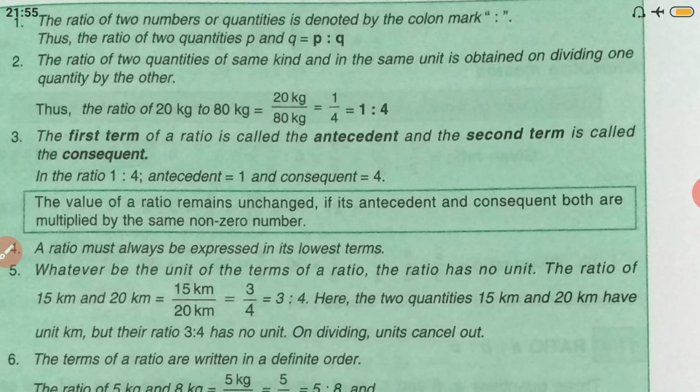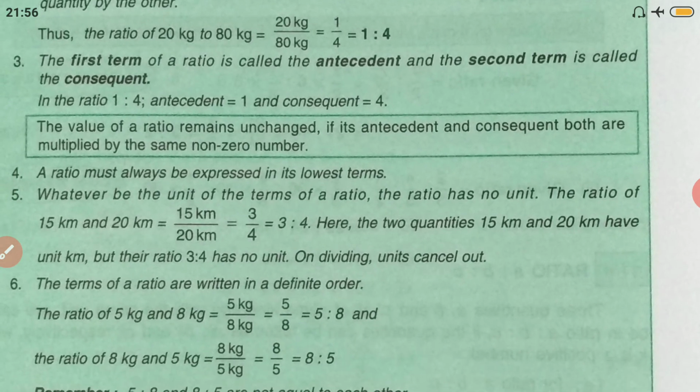Let me read that sentence in the box also. The value of the ratio remains unchanged if its antecedent and consequent are both multiplied by the same non-zero number, right? Non-zero number means we should not multiply it by 0. A ratio must always be expressed in the lowest term, that means if it can get cancelled, you should cancel it. Whatever be the unit of the terms of the ratio, the ratio should not have any unit. Ultimately the unit should get cancelled. Here you can see kilometer, both should get cancelled, right?